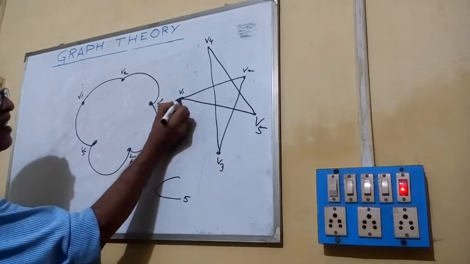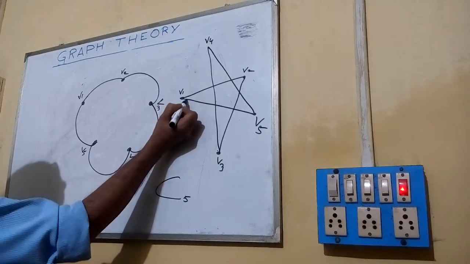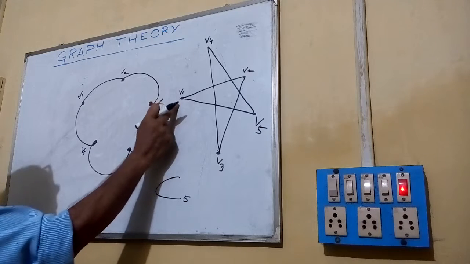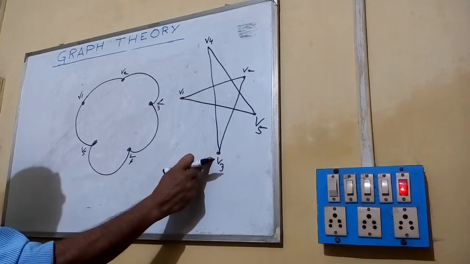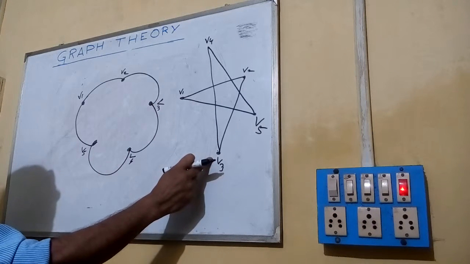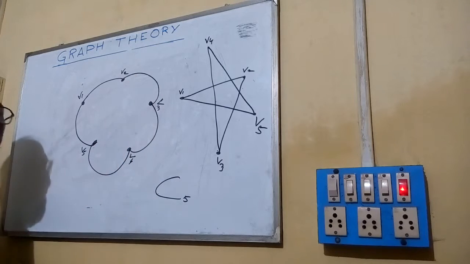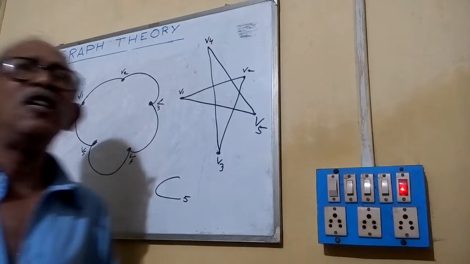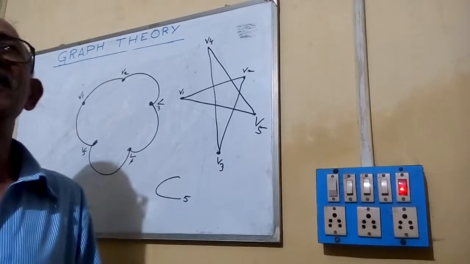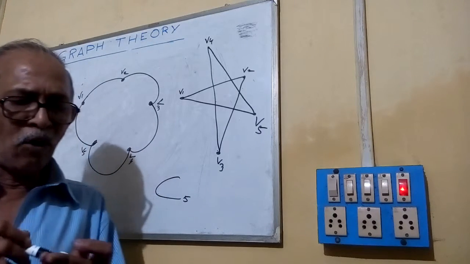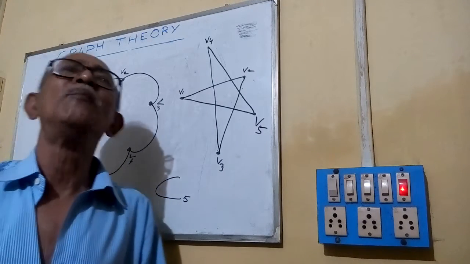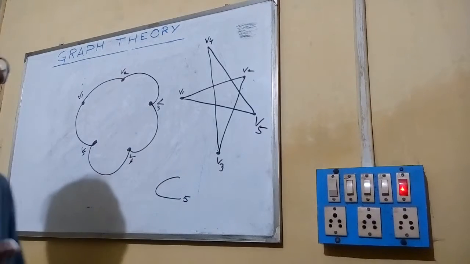See, from this vertex, how many edges are there? 2 edges are there. So its degree is 2. From here, 2 edges are there. Its degree is 2. So in this way, from here, 2 edges are there. Its degree is 2. So the number of edges starting from a vertex is known as its degree.